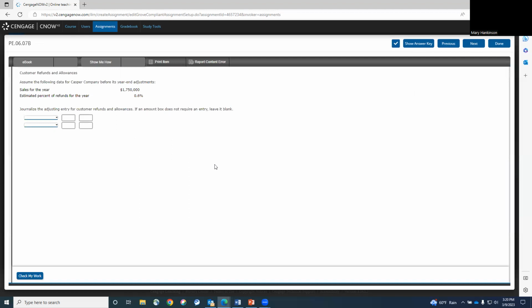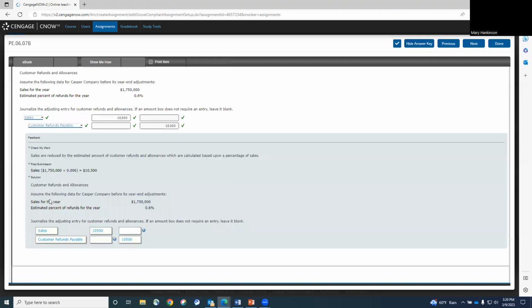All right, now it's talking about customer refunds and allowances. It says to assume the following data for Casper Company before its year-end adjustments. Your total sales for the year is $1,750,000. The estimated percent of refunds for the year is 0.6%. It says to journalize the adjusting entry for customer refunds and allowances. I'm going to go ahead and click on this because I like to show the math. It's simple. You take your total sales for the year and multiply it by your estimated percent of refunds, which is 0.6%.